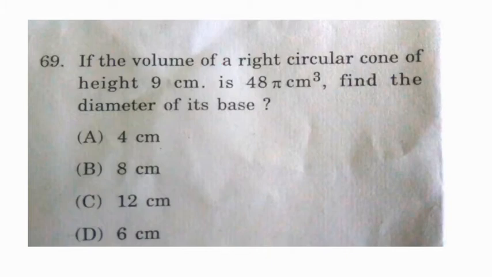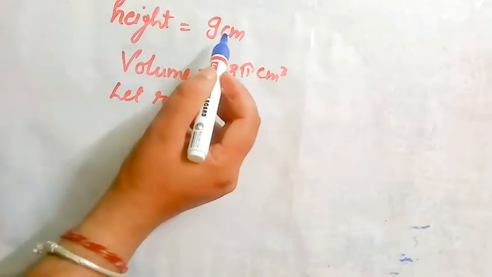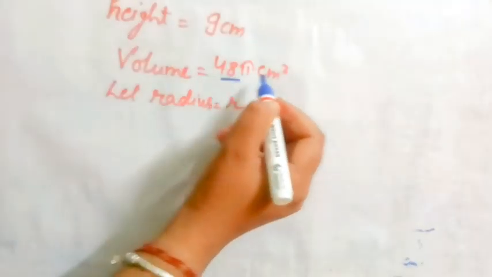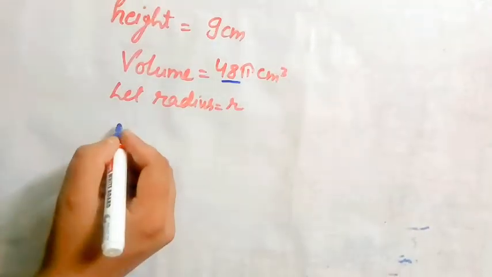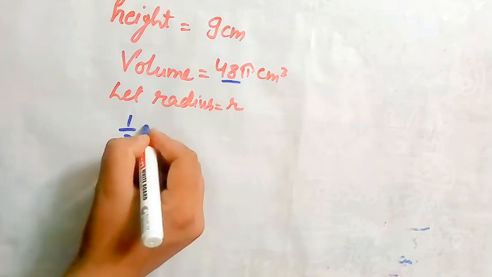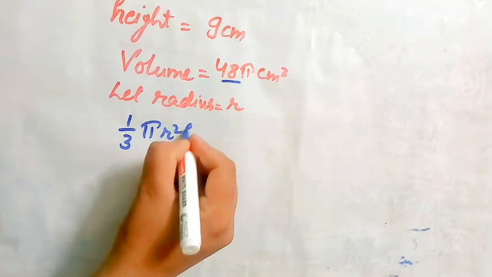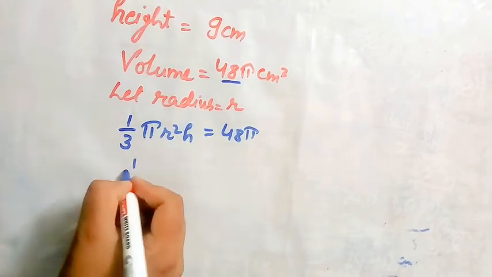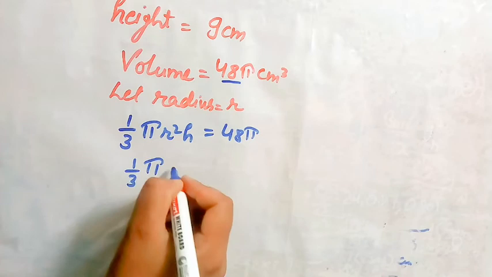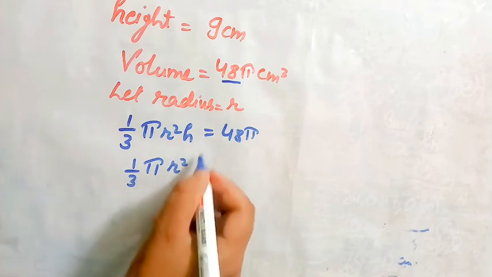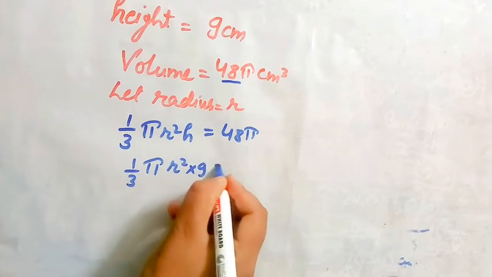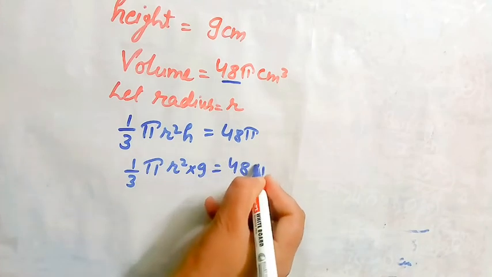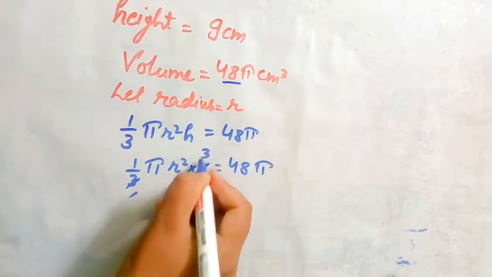Next is the volume of a right circular cone of height 9 cm is 48 pi centimeter cube. Find the diameter of its base. So we just studied the formula. So let height be 9 cm and volume is given 48 pi centimeter cube and let radius equal to r. So volume is 1 by 3 pi r square h, given equals to 48 pi. So now replace the values. 1 by 3 pi r square as it is and h is 9 equals to 48 pi.